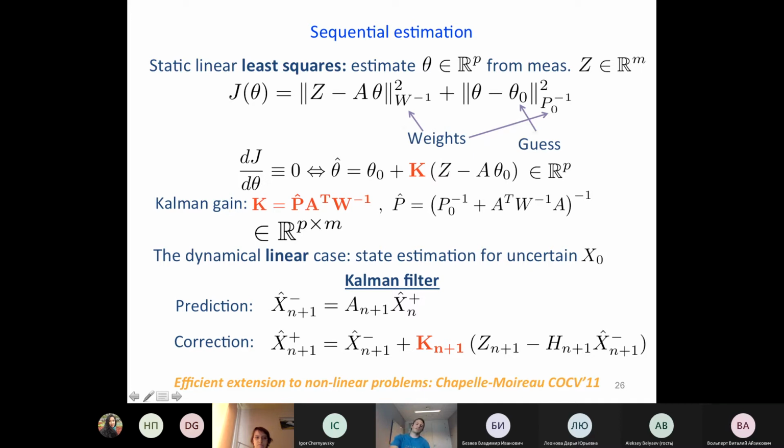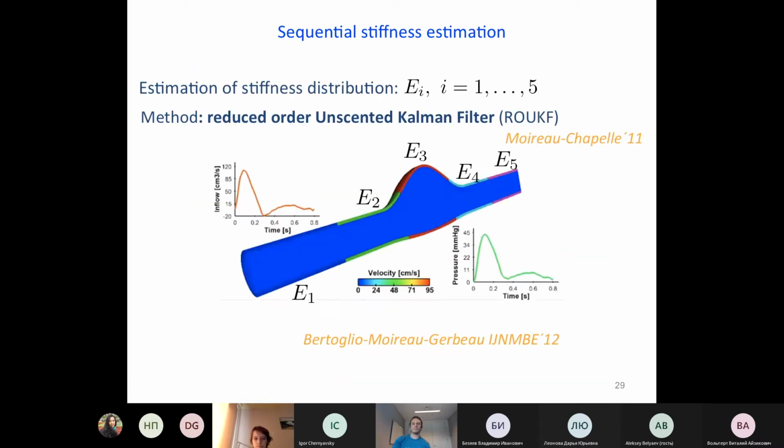Of course, this is all for linear problems. I will not give much detail in the presentation, but you have efficient extensions to nonlinear problems. Nonlinear in the sense that the models are nonlinear, but also usually even if you have a linear PDE, for example, the dependence of the measurements with respect to the parameters is nonlinear. So if you want to estimate parameters, you need to extend this X, your dynamic state, with the parameters.